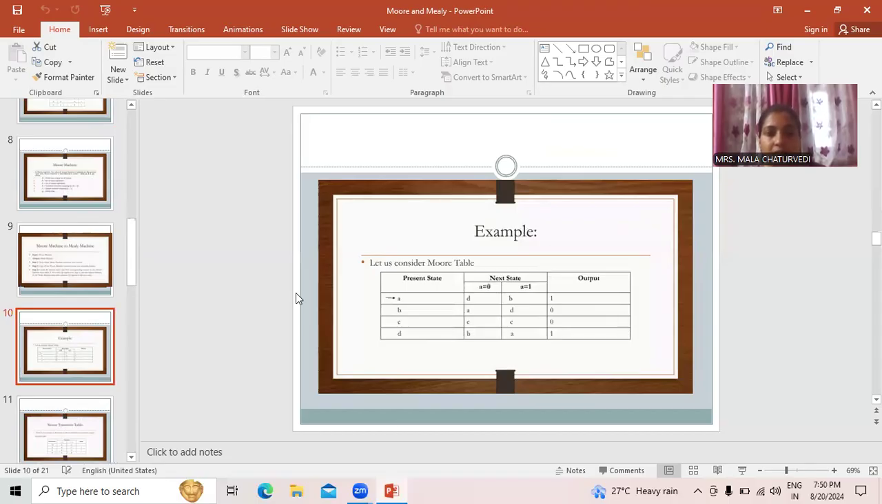Let's see the Moore machine transition table. The present states are A, B, C, D, and the next states for input alphabets 0 and 1, and it gives the output which directly depends on the present state.